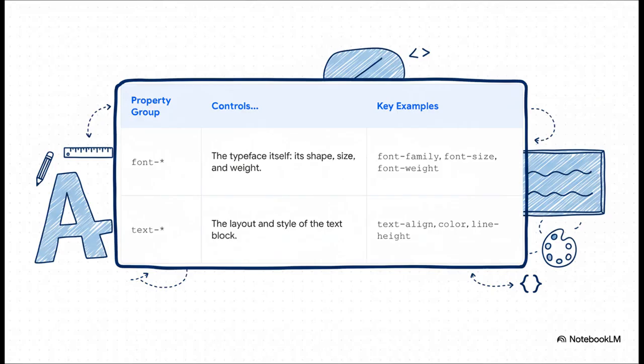Here is the key distinction you absolutely need to remember. All the font properties, they control the typeface itself, its fundamental shape, size, and weight. In contrast, the text properties control the layout and styling of that text after the font has already been defined. Think of it like this. One is the raw material, and the other is how you arrange it.